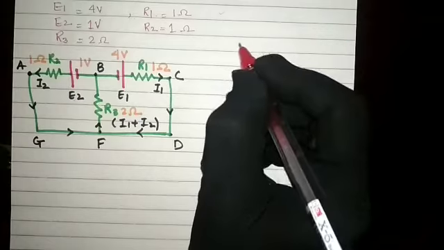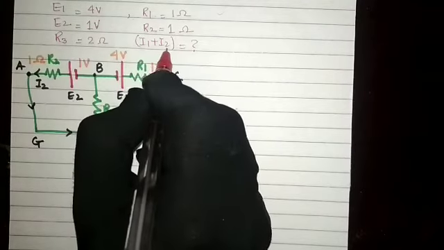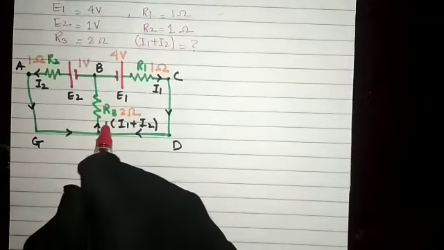So you have to apply Kirchhoff's voltage law to find the current across this external resistor. So what to find? We have to find I1 plus I2. This is to be calculated. But before this, what should we know? We should know I1 and I2 so that we can add them. So we will have the current across the external resistor R3.